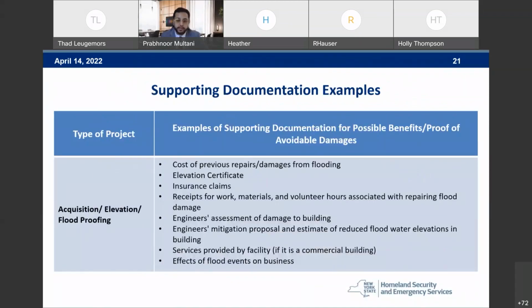Supporting documentation examples. Specifically for acquisition/elevation or floodproofing projects, examples of supporting documentation for possible benefits or proof of avoidable damages can include, but are not limited to, cost of previous repairs/damages from flooding, elevation certificate, insurance claims, receipts for work, materials, and volunteer hours associated with repair of flood damage, engineer's assessment of damage to building, engineer's mitigation proposal and estimate of reduced flood water elevations in the building, services provided by facility if it is a commercial building, and effects of flood events on business. Next slide, please.